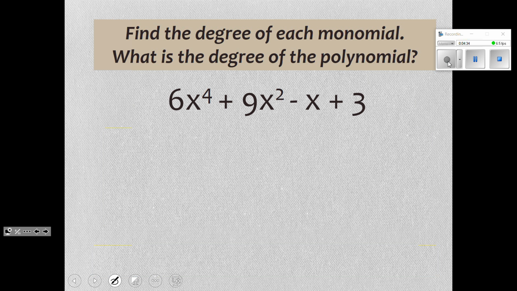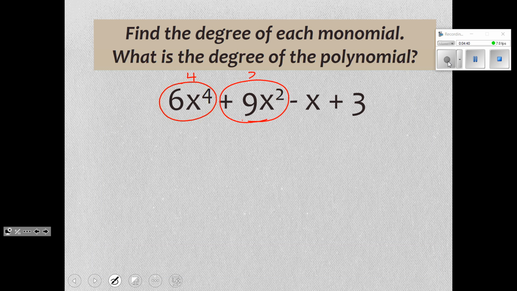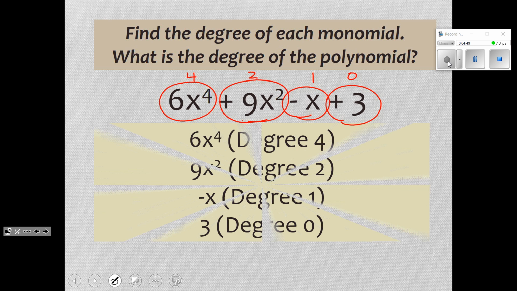Another example. The degree of the first term is 4. The degree of the second term is 2. The degree of the third term is 1. And the fourth term is 0. So the degree of the entire polynomial is the highest one, which is 4.